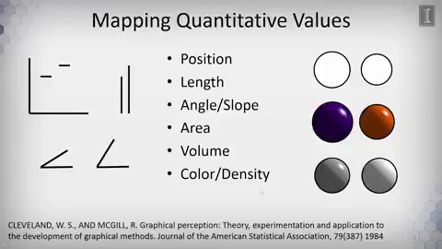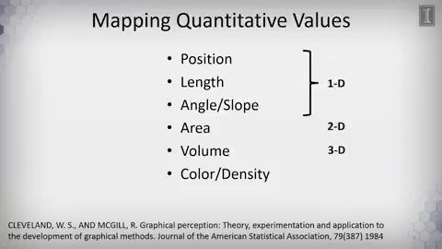And finally, color or density. In this case, we have two equal-sized spheres. The sphere on the right is lighter and the sphere on the left is darker. It's just difficult to know how much lighter the sphere on the right is compared to the sphere on the left.